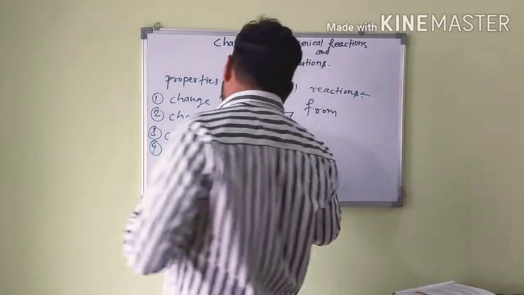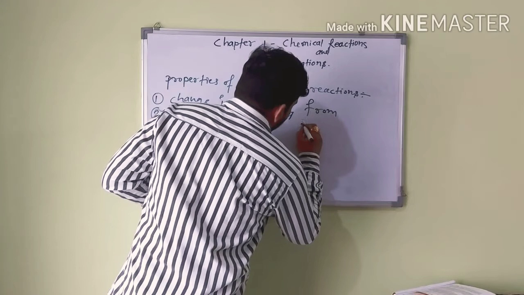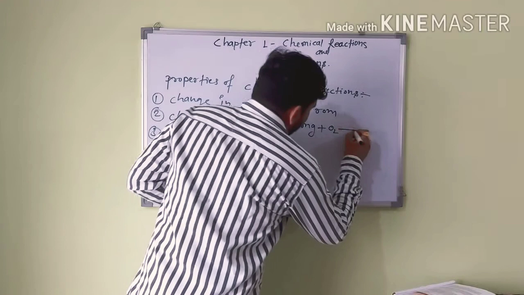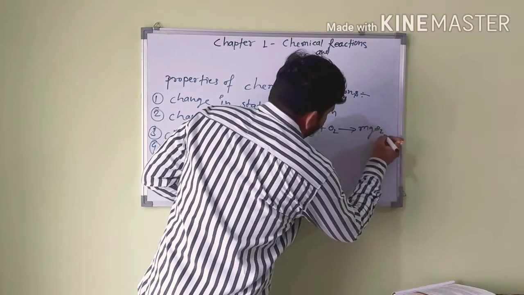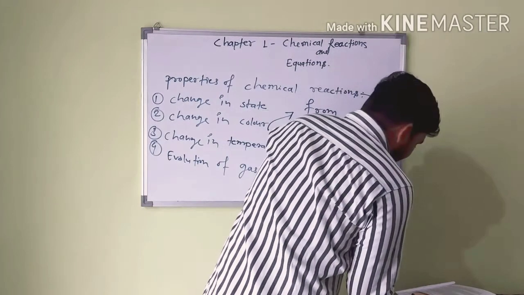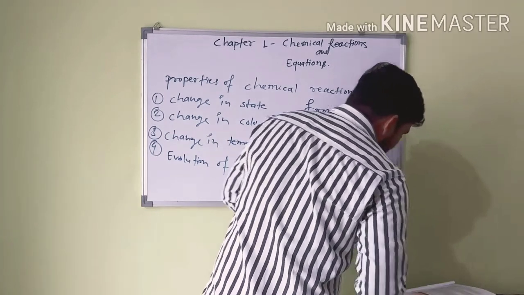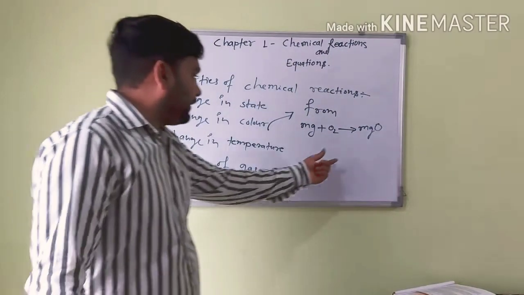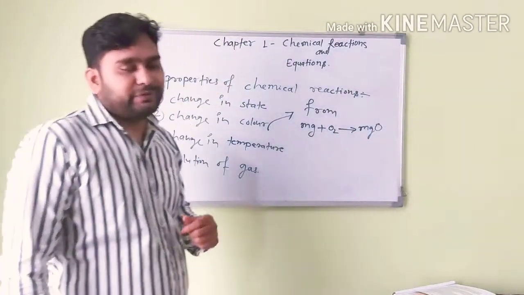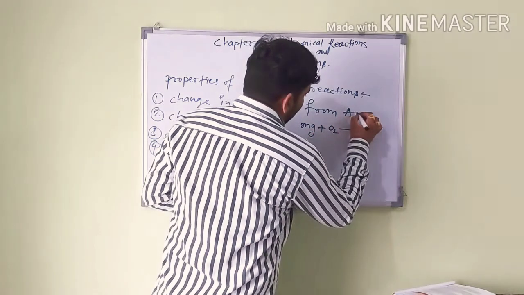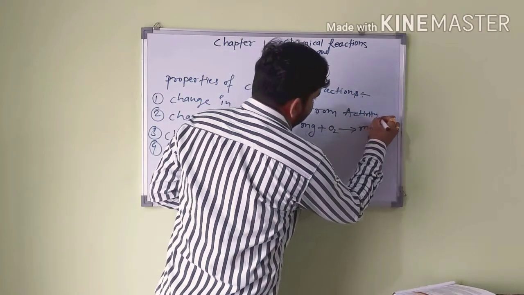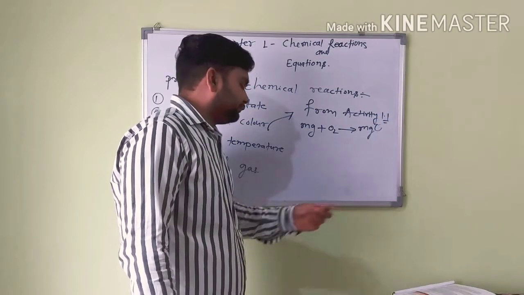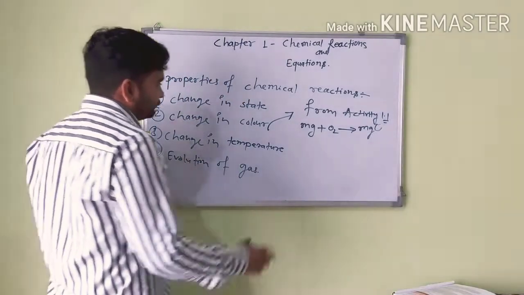So this is a change in color, and also we can say that when magnesium ribbon is burned in the presence of oxygen, it makes magnesium oxide. So at that time it is also changing color. That is from activity 1.1. It is given in your CBSE NCERT book, chapter number 1, activity 1.